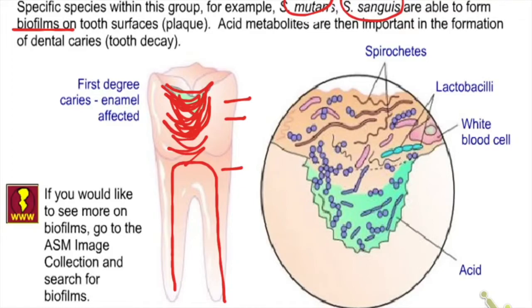So most of the time, before the decay reaches the pulp, we have restorative procedures. If you go to the dentist, they will add filling here. So that if there's a filling, you prevent further destruction.